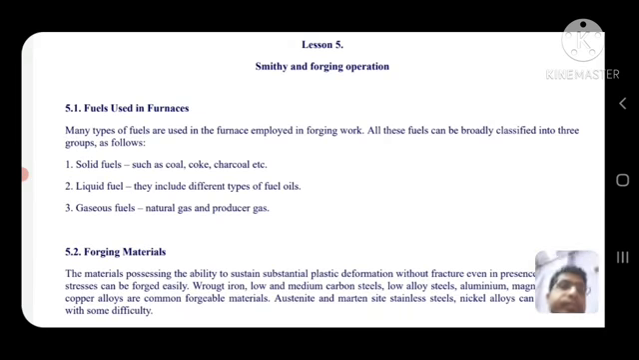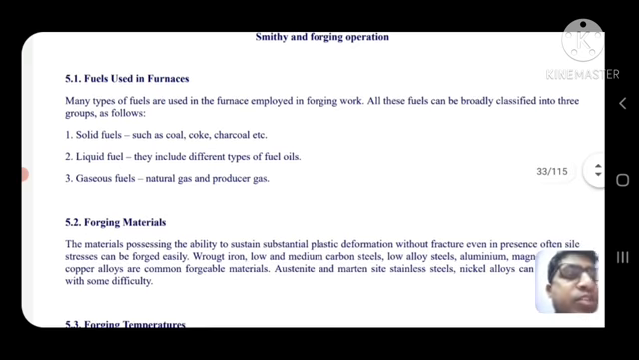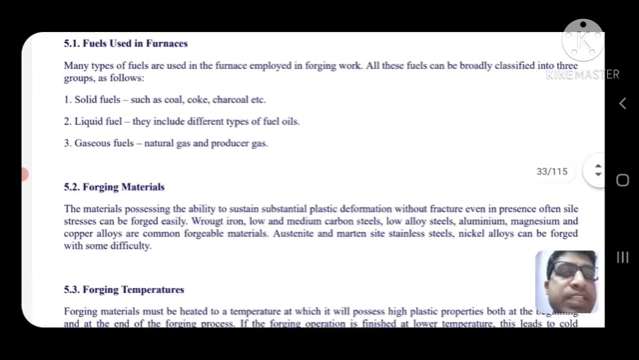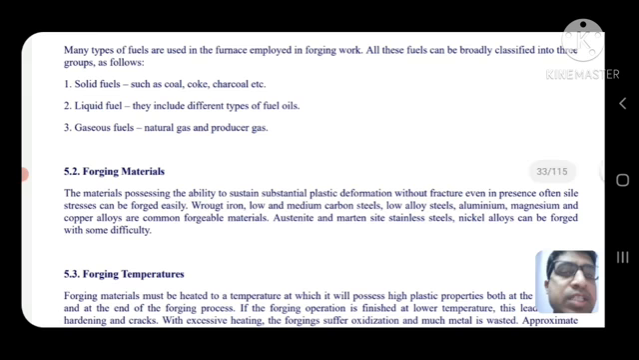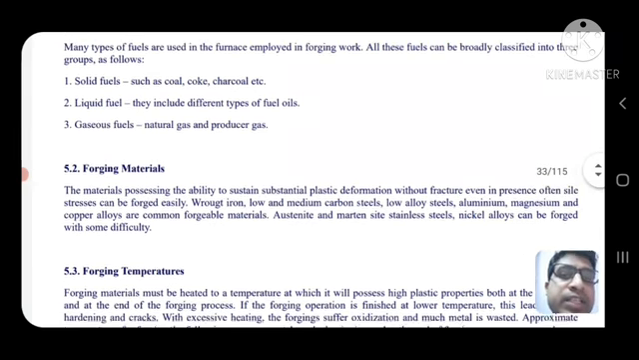Today I am discussing smithy and forging operation. Fuels used in furnaces. Many types of fuels used in furnaces are employed in forging work. All these fuels can be broadly classified into three groups. One is solid fuel such as coal, coke, charcoal, etc. Liquid fuel, they include different types of fuel oil, and gaseous fuel, natural gas and producer gas.